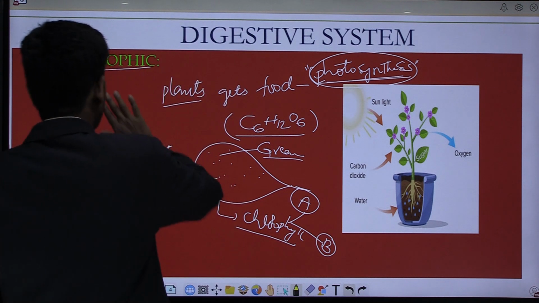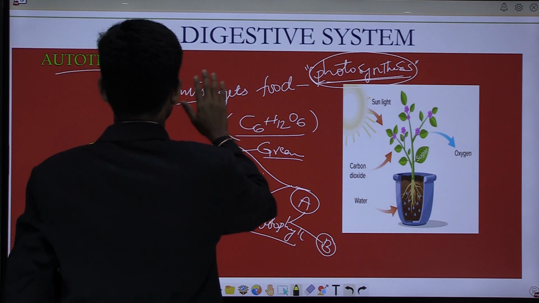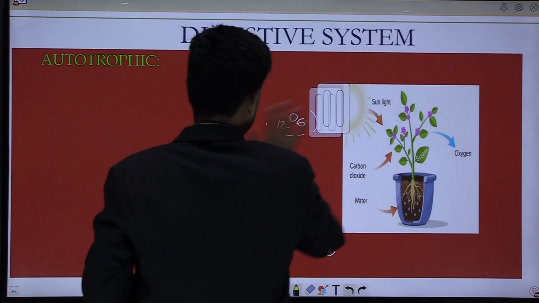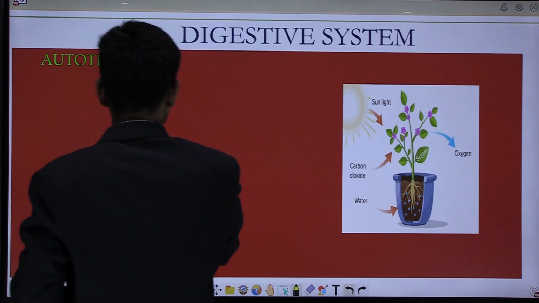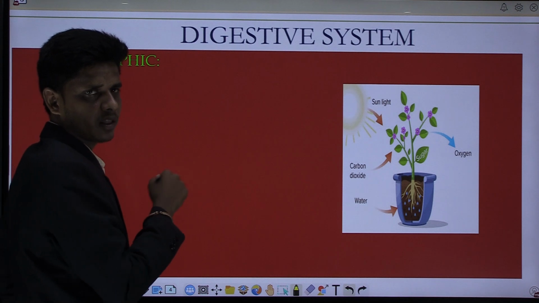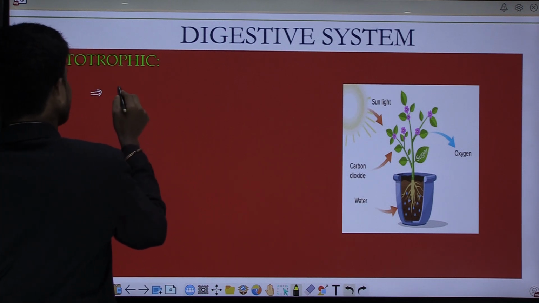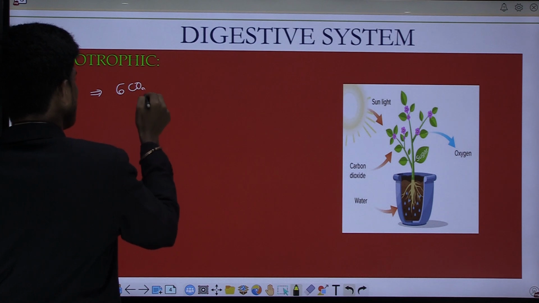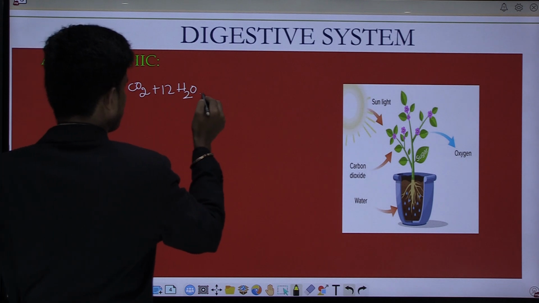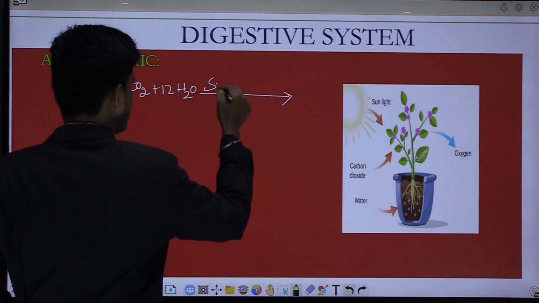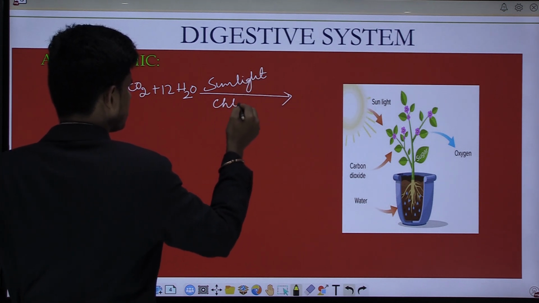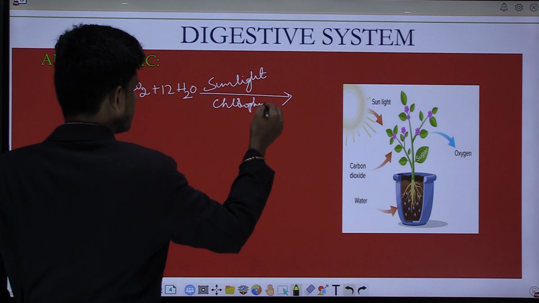Fine. And now I would like to write the photosynthetic equation. What is the photosynthetic equation? Whatever the words spoken now can be written in the form of a definition. Plants take carbon dioxide, that is 6 CO2, and plants also take water, 12 H2O, with the help of sunlight and chlorophyll.